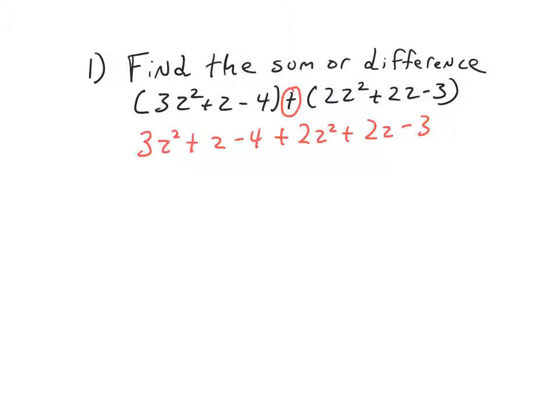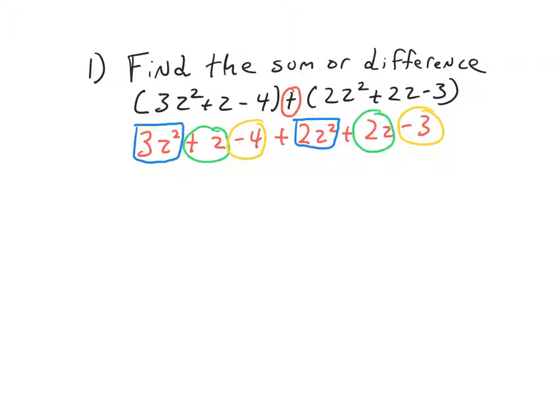And then we got rid of all the parentheses, so we can just go ahead and combine the like terms. So I'll start with the z squared. We have 3z squared, and it matches with 2z squared. And then let's do the z. We have 1z, and it matches with 2z. And then let's do the constant. We have a negative 4, and it matches with the negative 3.